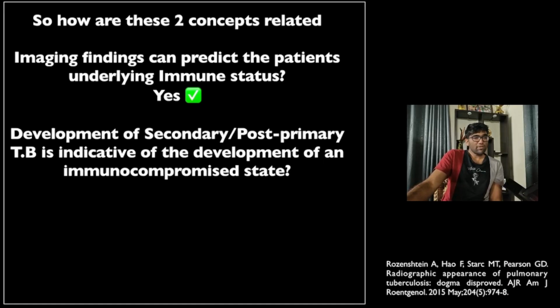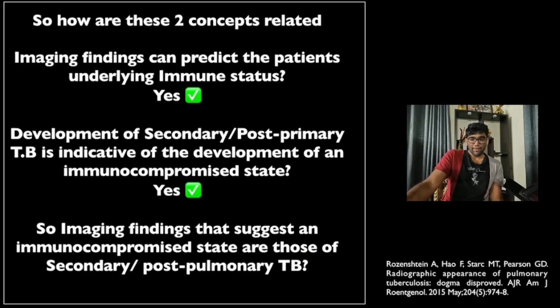Development of secondary or post-primary tuberculosis is indicative of the development of an immunocompromised state. Yes, again, that is true. So imaging findings that suggest an immunocompromised state are those that are found in secondary or post-primary tuberculosis?